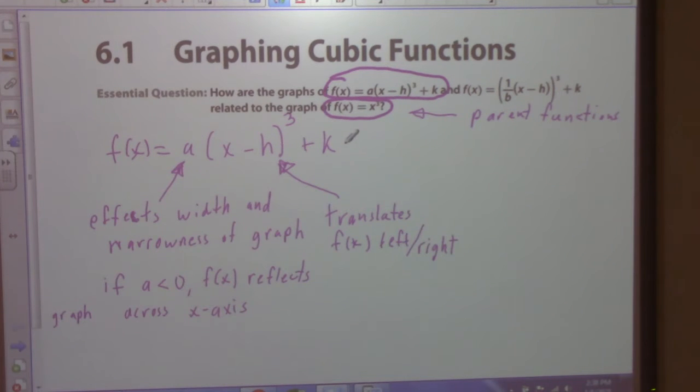And then what does k do? Yeah, so really it's going to be translates the graph up and down. So we're going to explore these things a little bit.